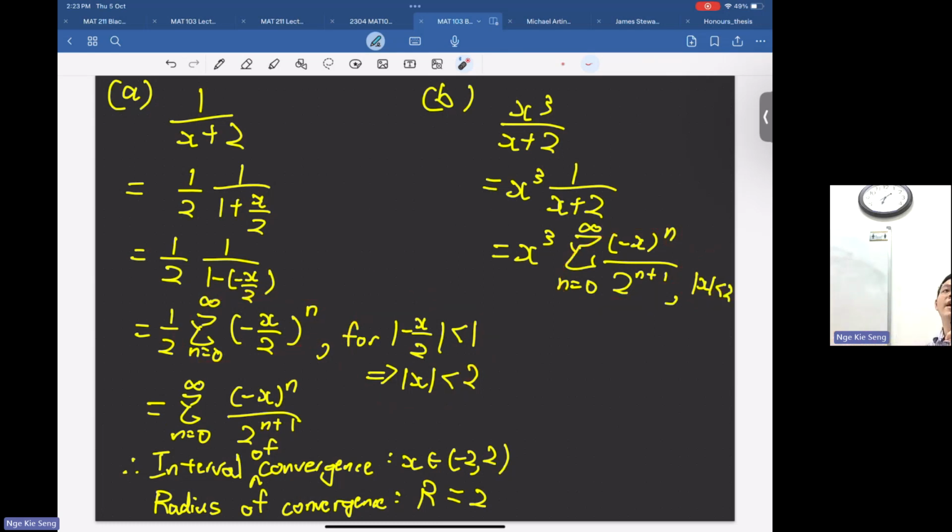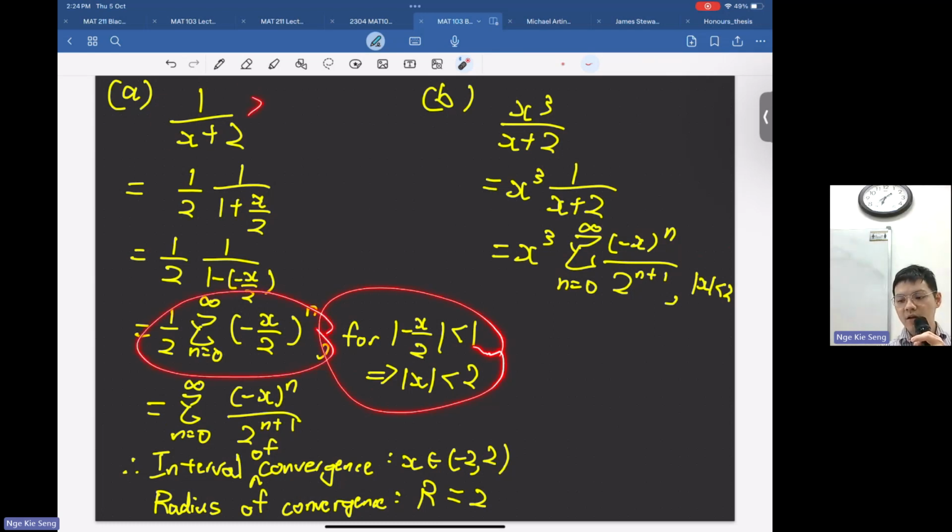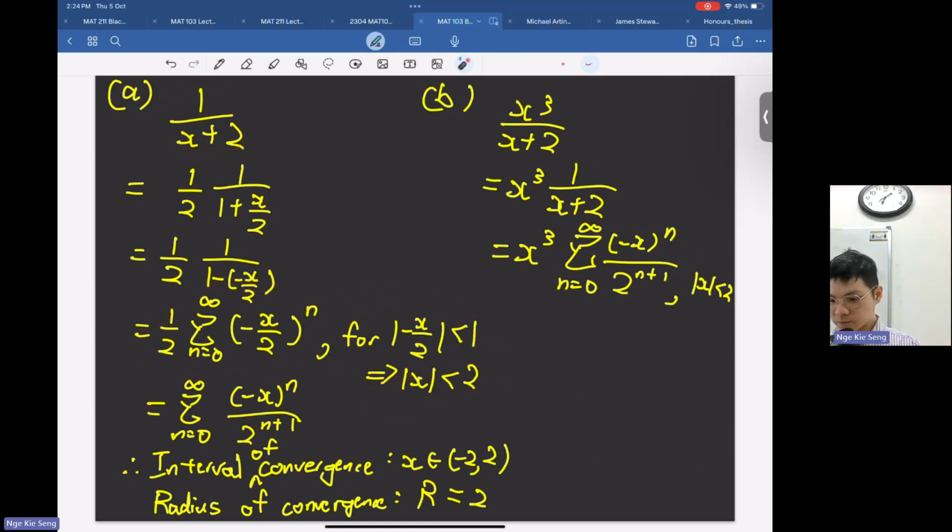Because remember, we are adding infinitely many terms, and that series might diverge. Remember, we use the ratio test. It converges only when the limit is less than 1; if it's greater than 1, it diverges. So you need to put your condition at the side. Whenever you write a closed form of a function as a series, make sure you write down the condition.